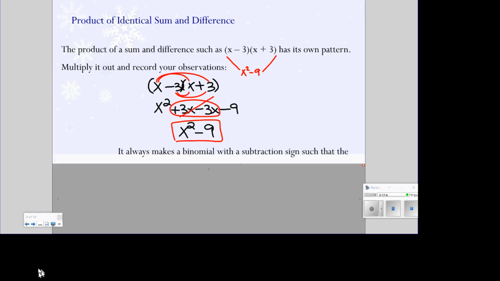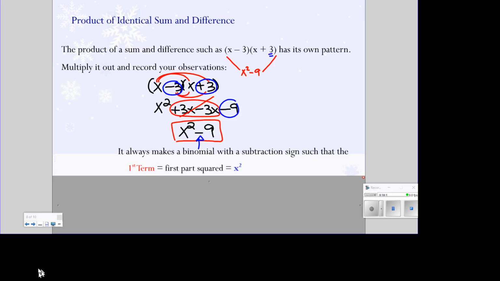So multiplying a product of a sum and difference always creates a binomial with a subtraction sign in the middle. The reason it's always a subtraction sign in the middle is because to get that last term, you were always multiplying one negative times one positive. Now the number comes from just looking at the 3 and squaring it. But these always come with a subtraction sign in the middle.